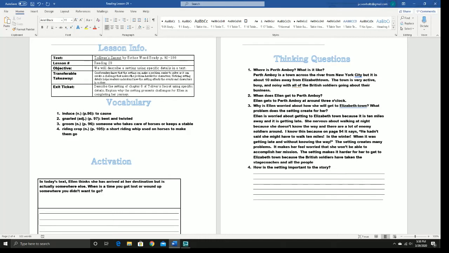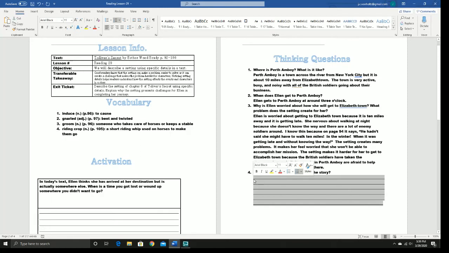People in Perth Amboy are afraid to help because of the soldiers that are there. Excellent. And so this, like I said, is basically our exit ticket. Just understanding that this setting here creates a big problem for her. Right? And so that connects directly to the fourth part: how is the setting important to the story?